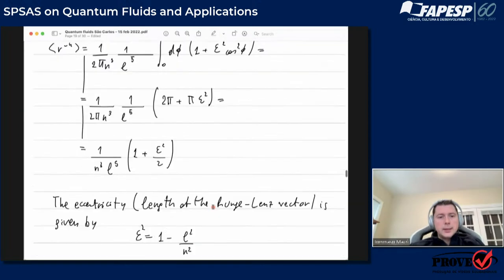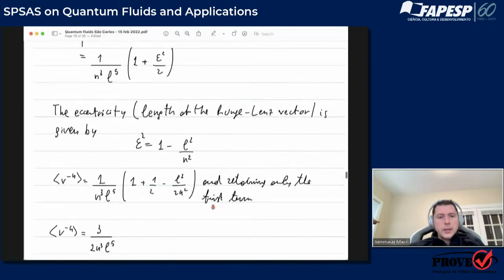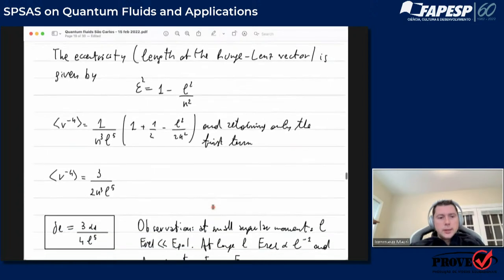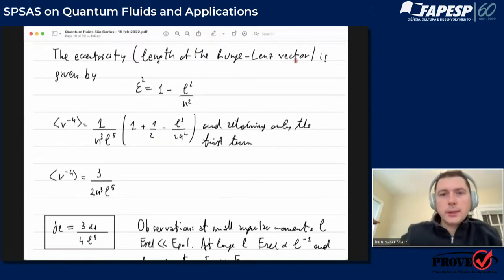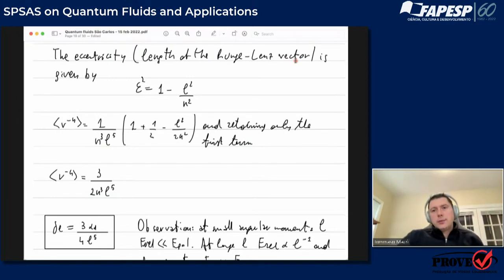So we can plug this result into the expression for the quantum defect, by taking into account the fact that the eccentricity is 1 minus L squared over N squared. This you can compute from the length of the Runge-Lenz vector. You will immediately see that this is the definition of the numerical value of the eccentricity.